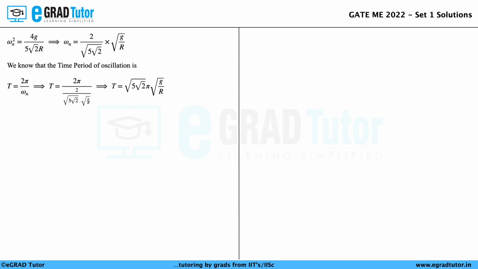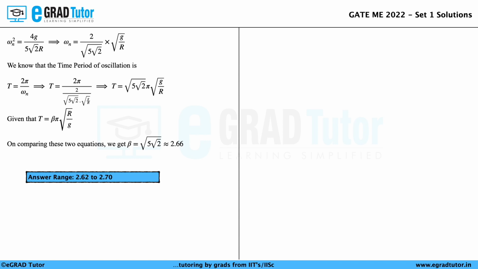We are given that the time period of oscillation is T is equal to beta into pi into under root R by g. On comparing the above two equations, we get the value of beta as beta is equal to under root 5 root 2, which is approximately 2.66. The accepted answer range for this question is from 2.62 to 2.70.